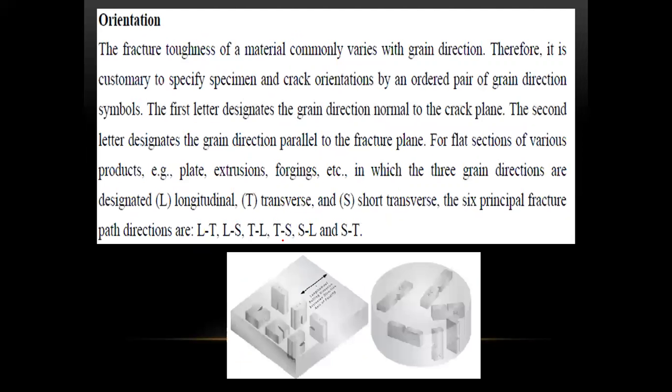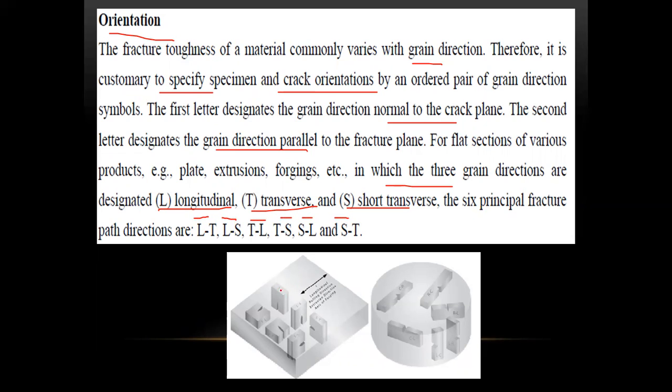Calculation of stress value. What is the meaning of orientation? The fracture toughness of materials commonly varies with the grain direction. Therefore, it is customary to specify specimen and crack orientations by the ordered pair of grain direction symbols. The first letter designates the grain direction normal to the crack plane. The second letter designates the grain direction of crack propagation. The three grain directions are designated as longitudinal, transverse, and short transverse. The six principal fracture paths are LT, LS, TL, TS, SL, and ST.